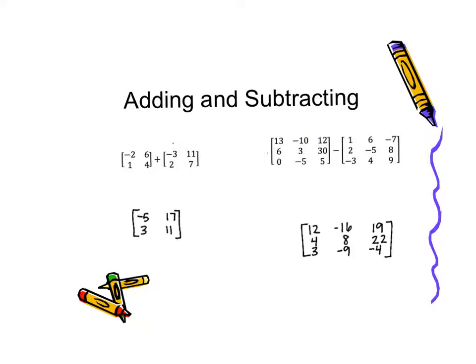So here we see the solution to the 2 by 2 plus the 2 by 2. We end up getting a negative 5, 17, 3, and 11. And then when we subtract a 3 by 3, we end up getting another 3 by 3.